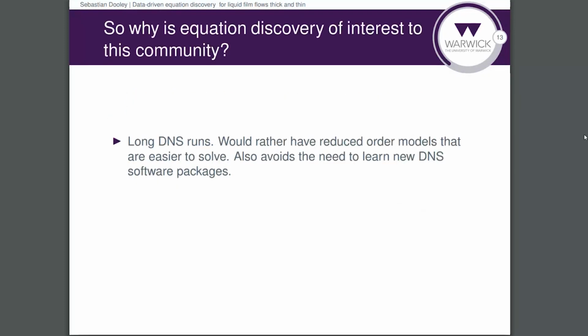So why do thin film people want to use equation discovery? Well, DNS takes ages. You don't want to have to learn new DNS packages if you can avoid it. So that's why you would use a reduced order model. If you have a DNS run for 150 microns, a DNS run for 160, a DNS run for 170, you might want to know what happens at 157. So if you can use equation discovery to pull out an equation that could help interpolate thicknesses nicely, that'd be brilliant.